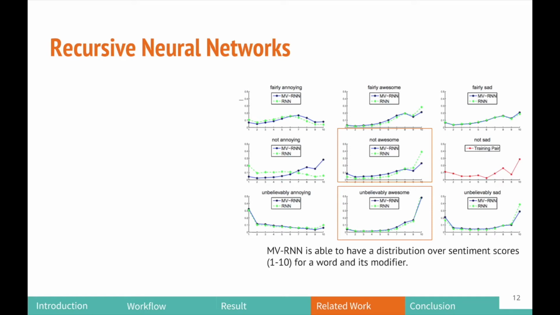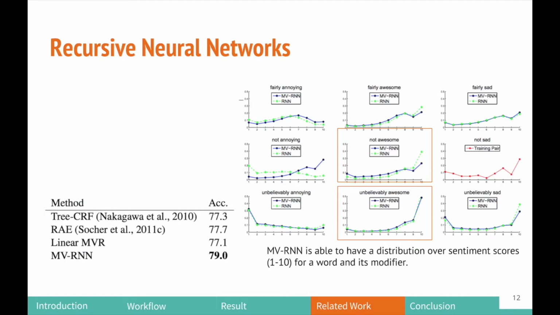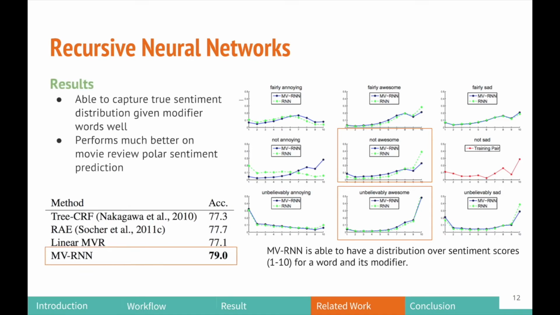Furthermore, the authors tried this model on a movie review dataset and found that it beat the state of the art by a significant margin. Therefore, we can say that this related work is able to address the context modifier drawback well, as it is able to capture how adjectives modify words, and on a downstream task of sentiment analysis performs much better.